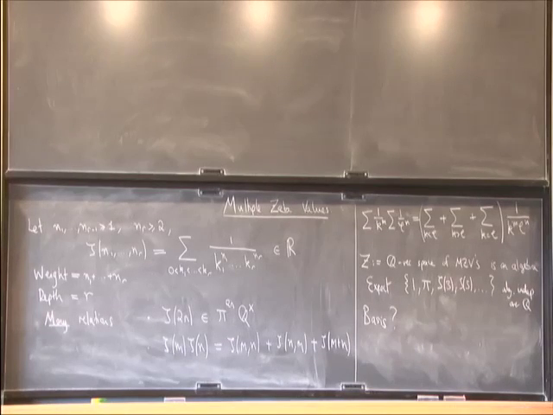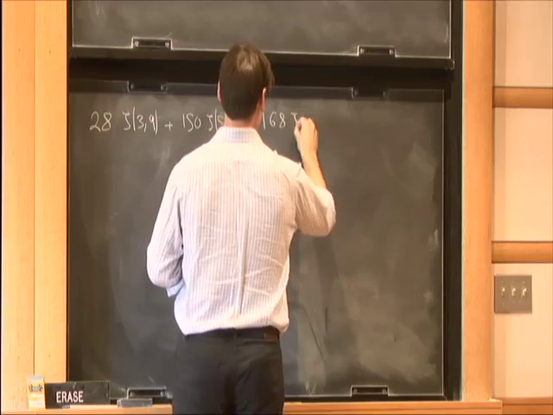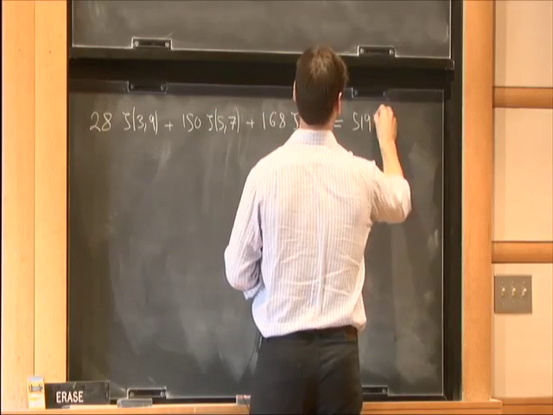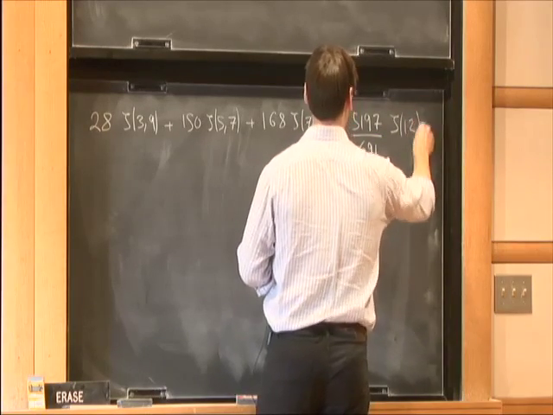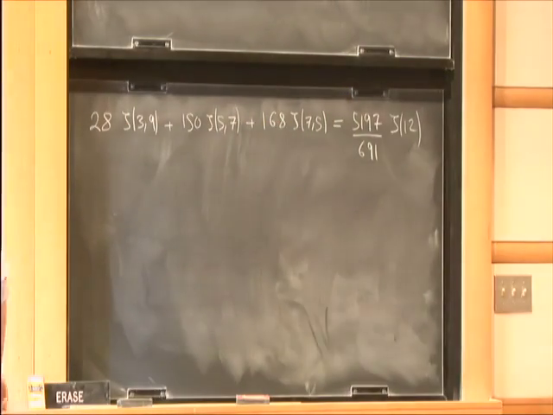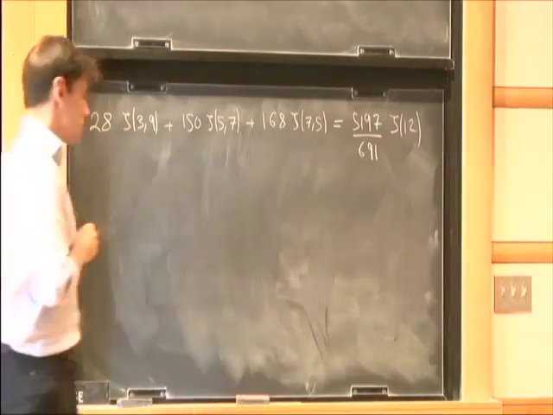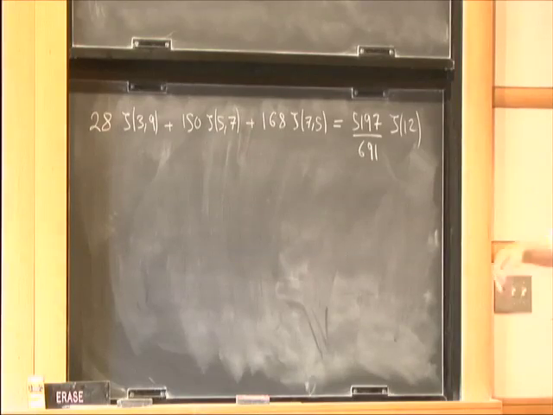We have the following identity: 28 zeta(3, 9) plus 150 zeta(5, 7) plus 168 zeta(7, 5) equals 5197 over 691 zeta(12). And in fact, it turns out there's a whole family of exotic relations like this that somehow don't fit into the picture. So first of all, this completely scuppers your hope of constructing a nice basis.